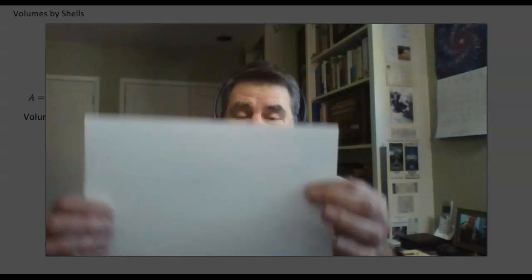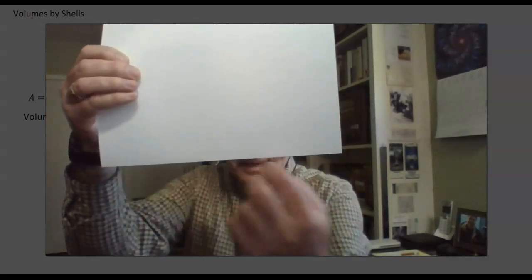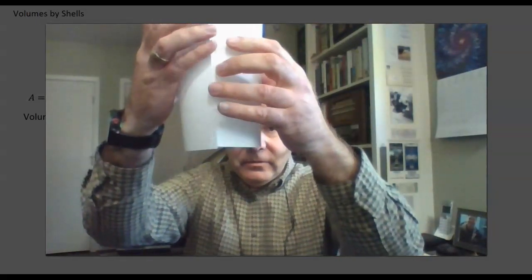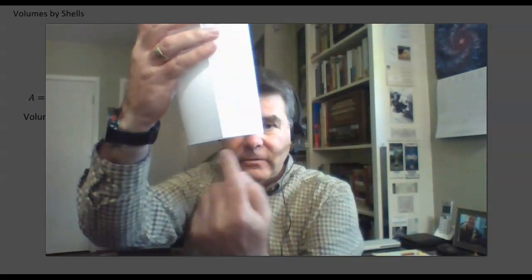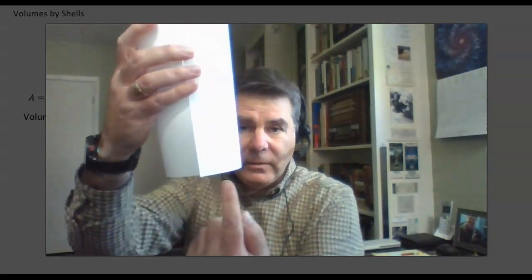How do we get the volume of each shell? Well, think of each shell like a sheet of paper. It's really, really thin. And the volume of the sheet of paper is the length times the height times the thickness. And the thickness is going to be dx. How are we going to get the length? Well, if I make it into a cylinder, so it's a shell, then that length is a circle, and the circumference is 2 pi r. So the volume is going to be 2 pi r times the height times the thickness.